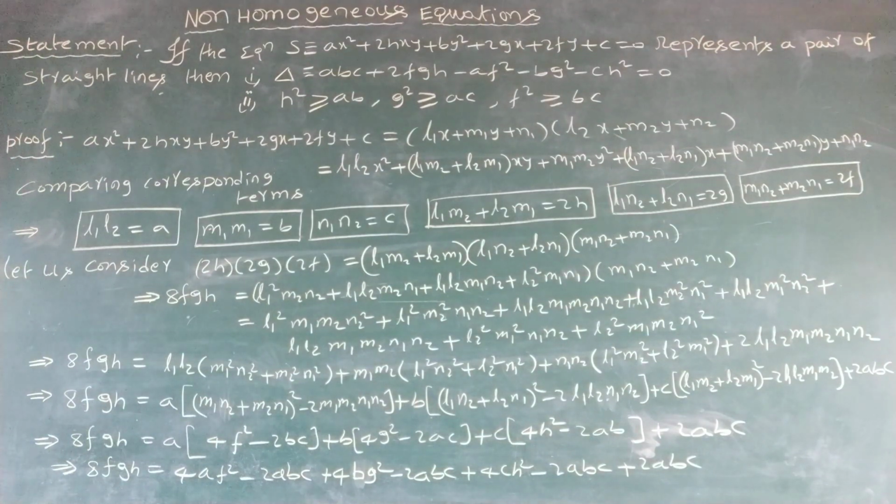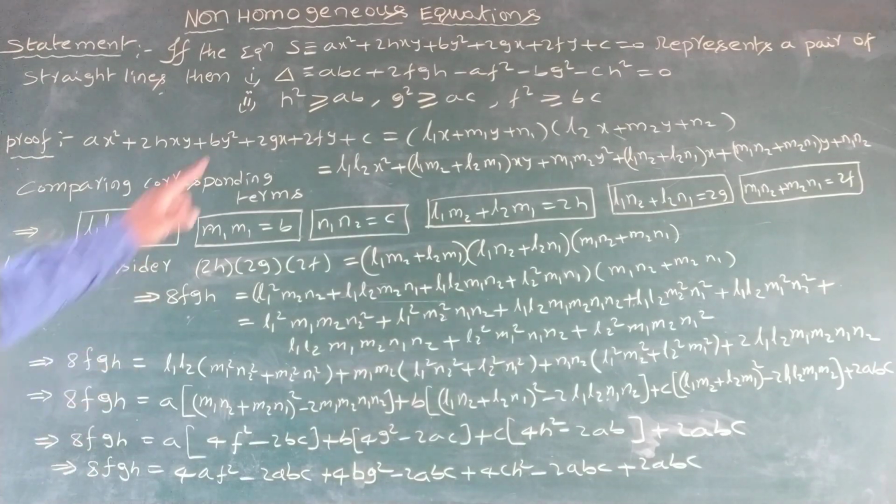If the equation S, which represents ax square plus 2hxy plus by square plus 2gx plus 2fy plus c is equal to 0, represents a pair of straight lines, then delta, which represents abc plus 2fgh minus af square minus bg square minus ch square, is equal to 0, and the second condition: h square greater than or equal to ab and g square greater than or equal to ac and f square greater than or equal to bc.